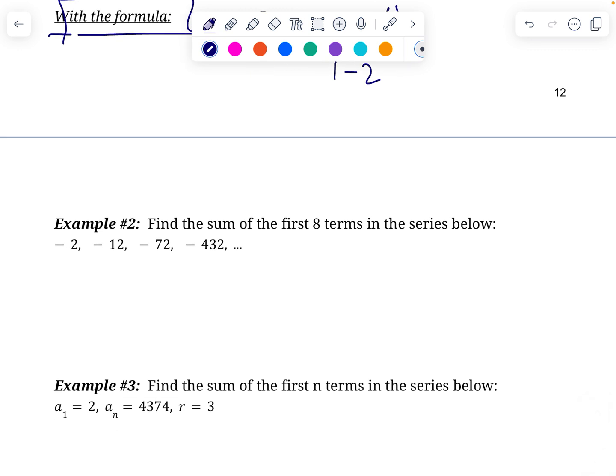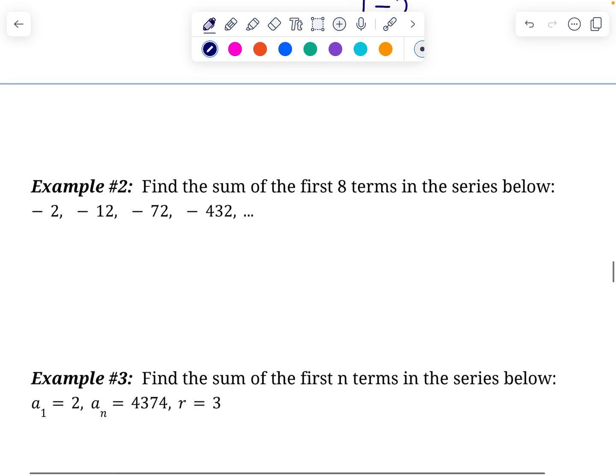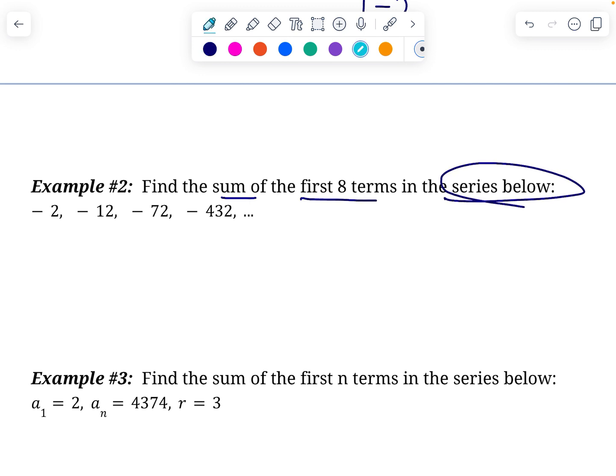Let's do this one together. Go. All right. It just says find the sum of the first 8 terms in the series below. Okay, not too bad at all. Again, if it's only 8 terms, you hardly even need the formula, but let's use the formula. First, it just says the sum of the series.